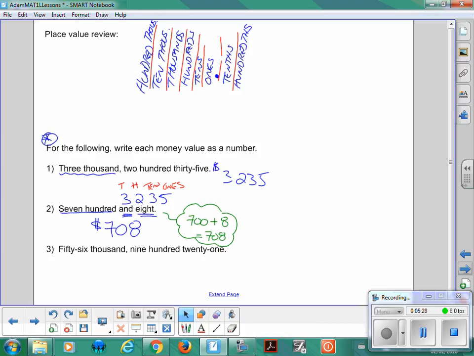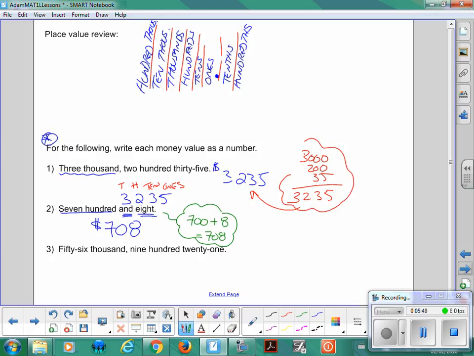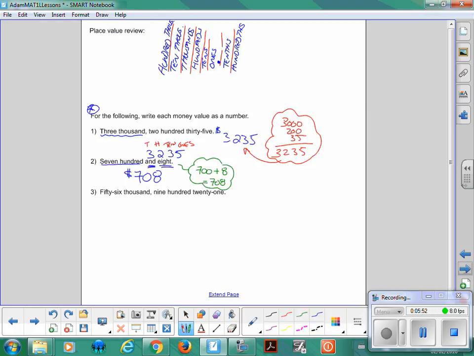If we go back to the previous one, 3,235. Okay? So we do our stacked addition strategy, and we find that that gives you the same answer. So if you're not comfortable just reading it and coming up with the number, this is an excellent strategy until you get better with it.